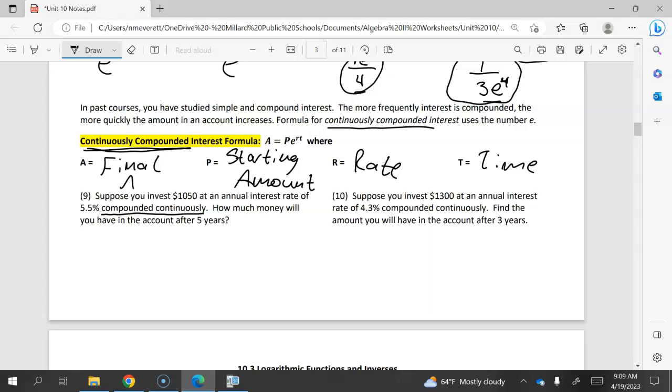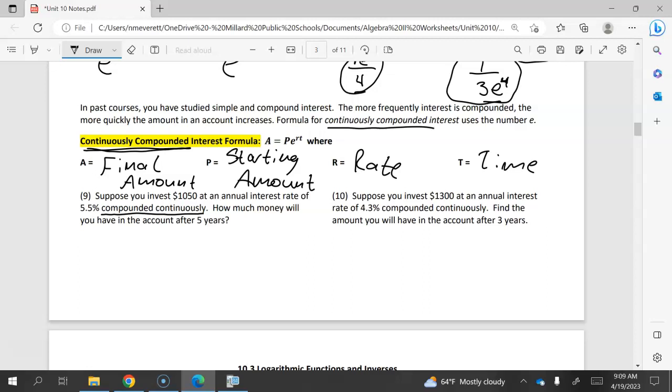It's pretty similar to the equation we used before. P is your starting amount, R is your rate. You still have to, that's your percentage divided by 100. And then T is your time, all right? So this is P times e to the R times T. So we'll work out how to do that.